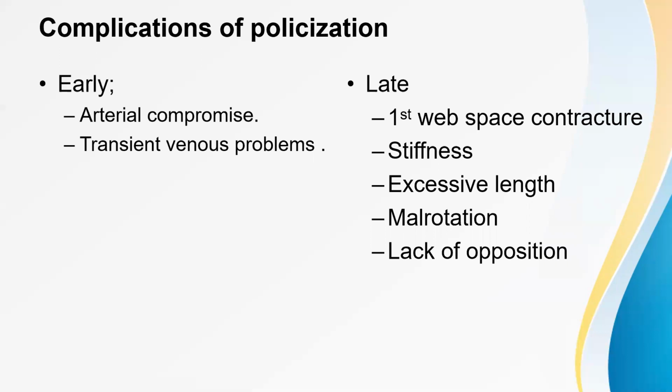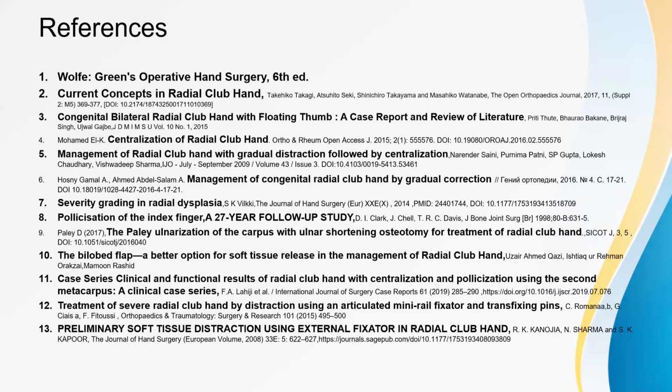Late complications usually include first web space contracture, stiffness, excessive length, malrotation, lack of opposition. All of these, as we said earlier, could be avoided by meticulous surgical technique.